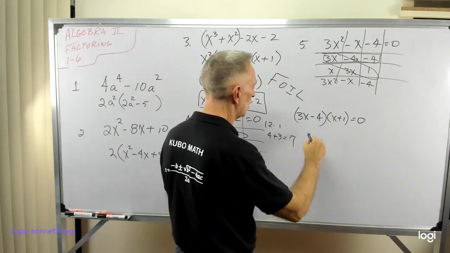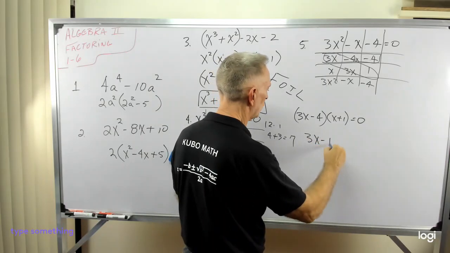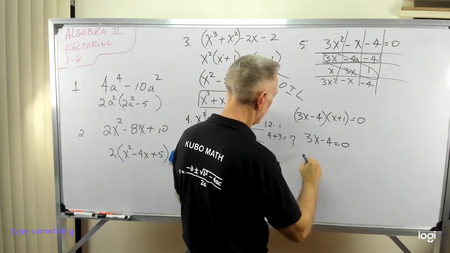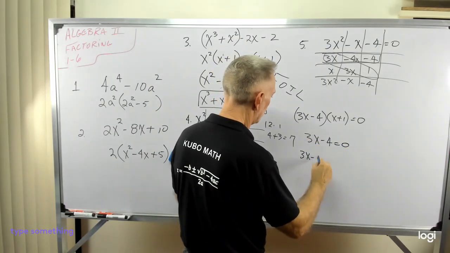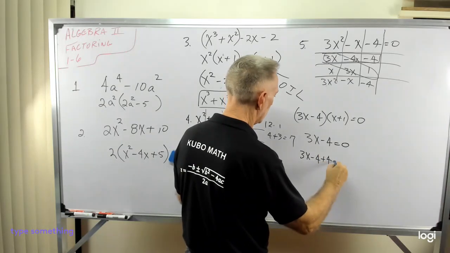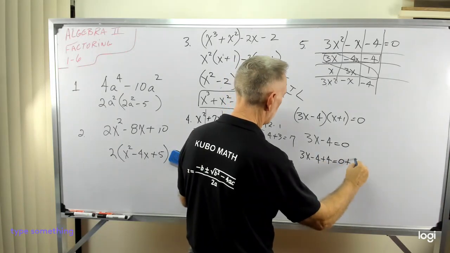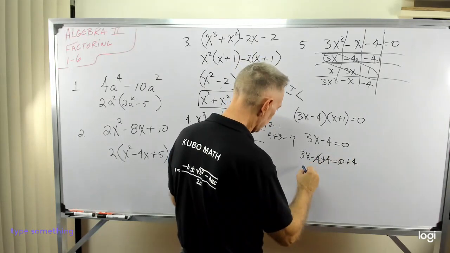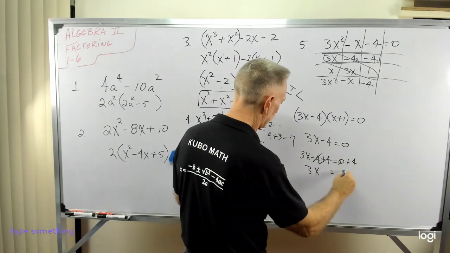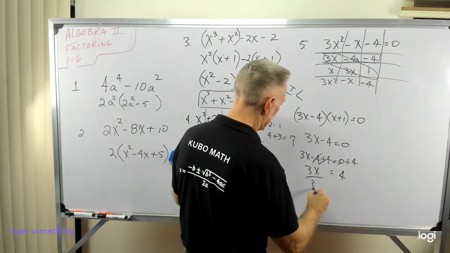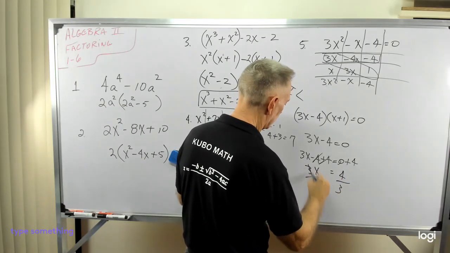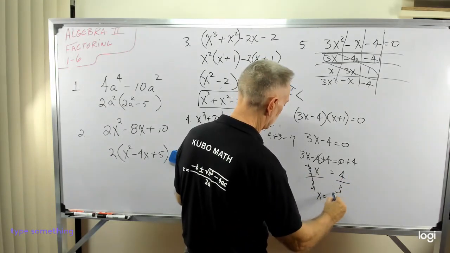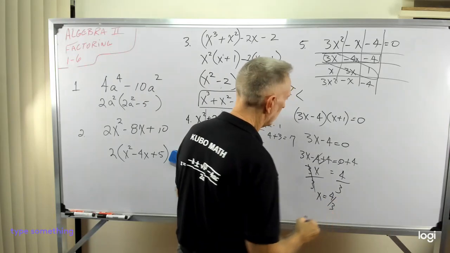All right, so let's solve for that. 3x minus 4 equals 0. 3x minus 4 plus 4 equals 0 plus 4. So I've added 4 to both sides. These cancel. 3x equals 4. So I divide both sides by 3. 3's cancel. X equals 4 over 3.